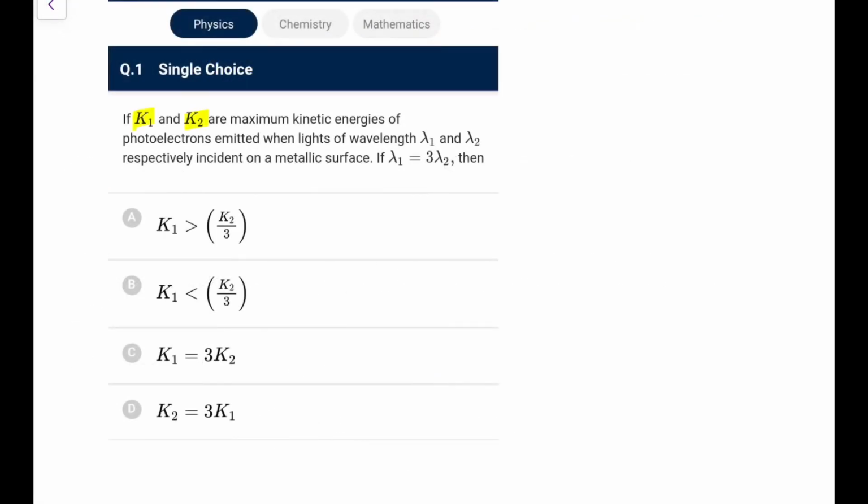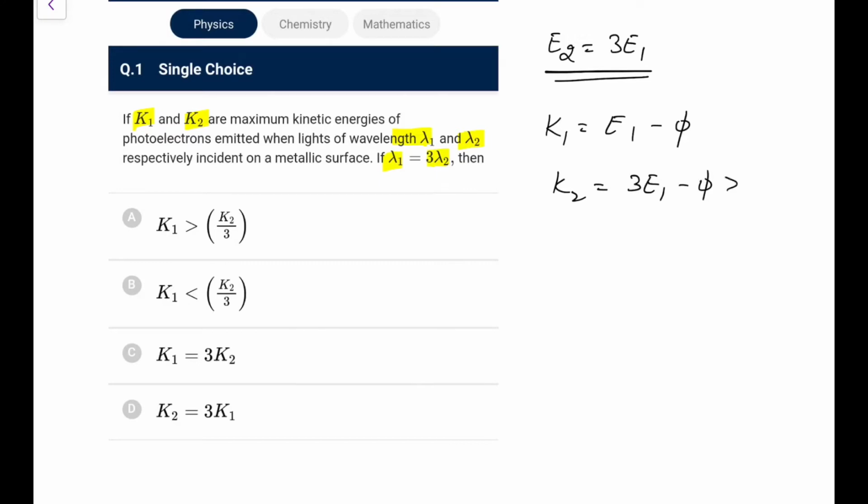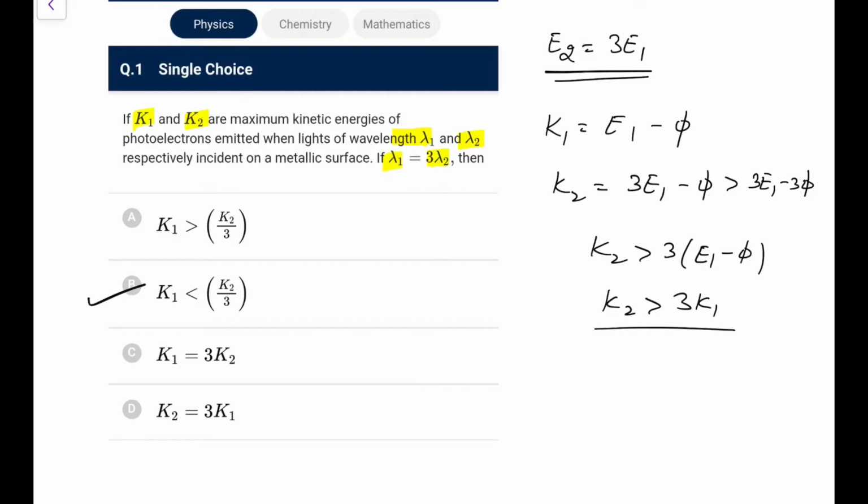If K1, K2 are the maximum kinetic energy of photoelectrons emitted when light of wavelength lambda 1, lambda 2 is incident on a surface, lambda 1 is thrice lambda 2. So E2 would be equal to thrice E1, because energy is inverse to lambda. First of all, K1 would be equal to the energy of the photon, E1 minus 5. And K2 is E2 minus 5, which is 3 E1 minus 5, and this is definitely greater than 3 E1 minus 15. So K2 is greater than thrice K1. So this is the option we get, option B.